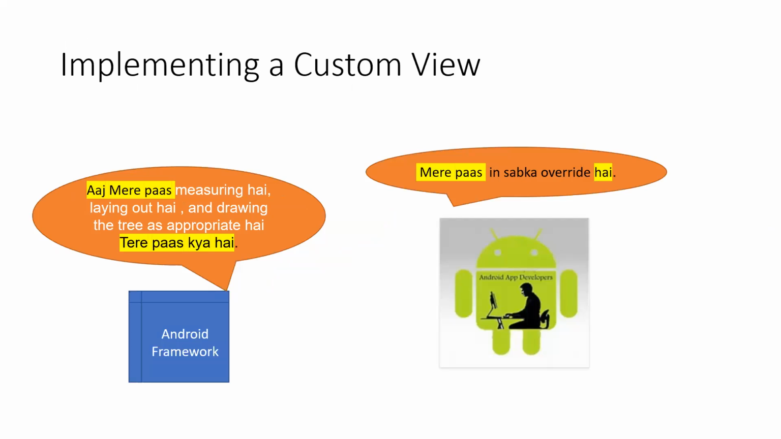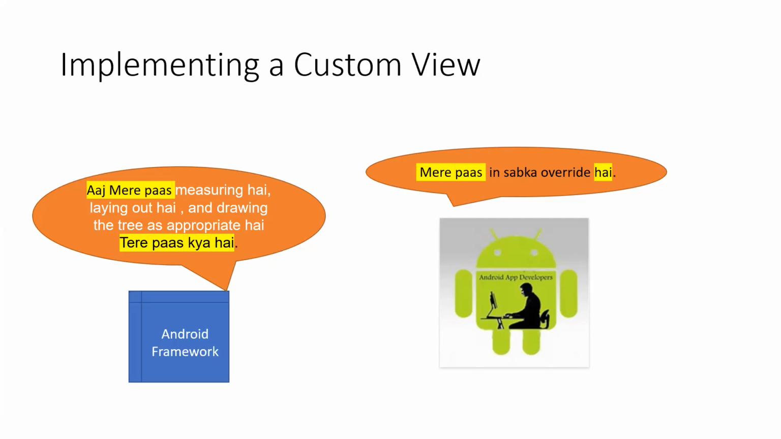Let's say here the Android framework is saying in filmy style, "Today I have measuring, layout, and drawing the tree as appropriate. What do you have?" So the Android developer will say, "I have the override of all of these." So the Android developer is going to override these functions. It's not like the Android framework is the only one able to call these methods. As an Android developer implementing a custom view, you can also override them, but you do not need to override all of them. Only override the methods that you think you require.